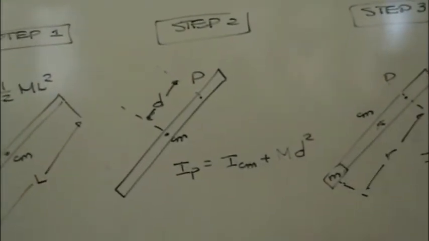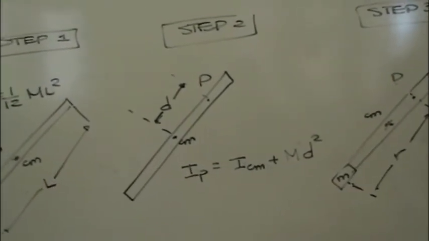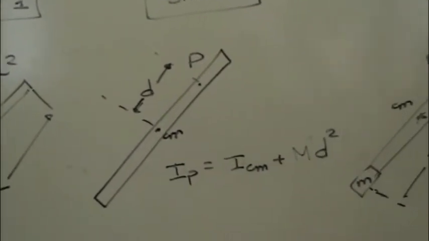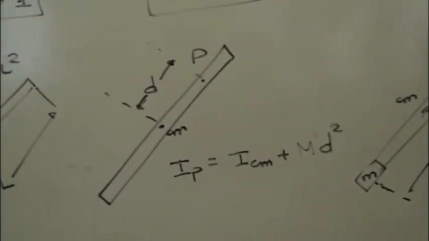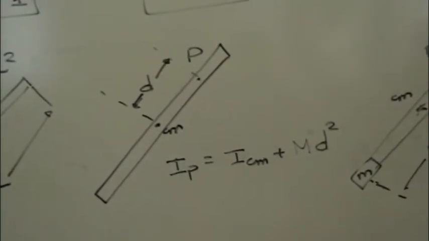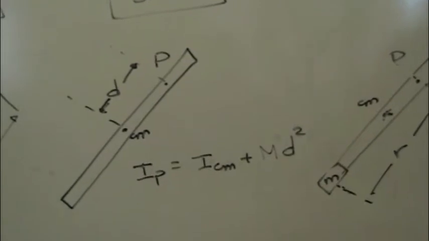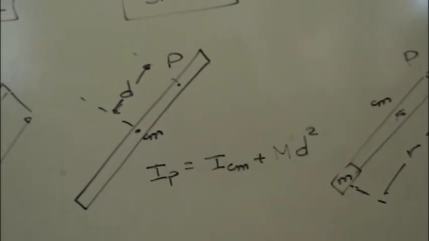Now, if we move the pivot point, as we were going to do in our lab, a distance d away from the center of mass, so you can see here that P and the center of mass do not coincide, the rotational inertia about point P is equal to the I center of mass, which we know is 1/12 ml squared, plus capital MD squared. So the mass of the ruler times how far the pivot point is away from the center of mass.